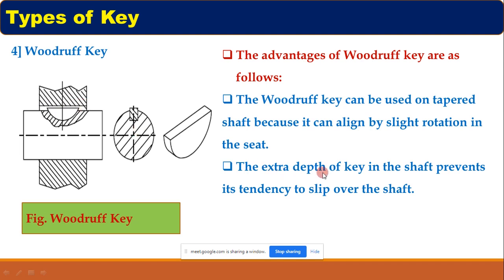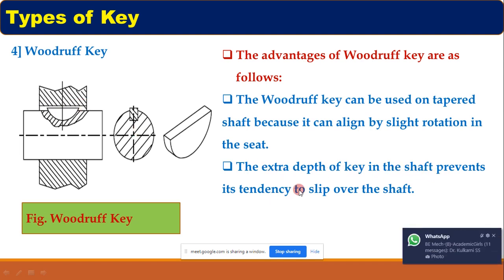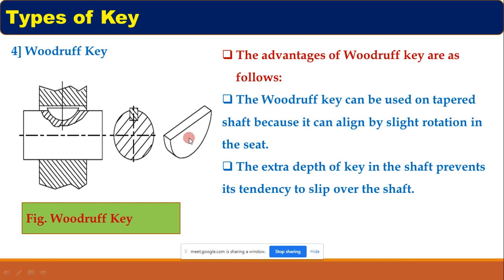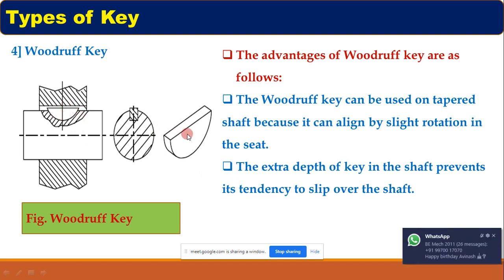The extra depth of the key in the shaft prevents its tendency to slip over the shaft. So you can see what happens due to this semicircular key. This semicircular key causes more depth of the key in the shaft, which avoids the slippage of this key along the shaft. So the tendency to slip over the shaft can be avoided by this extra depth. The depth is provided to this key by its semicircular shape.